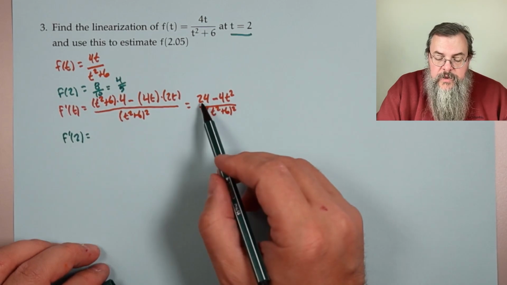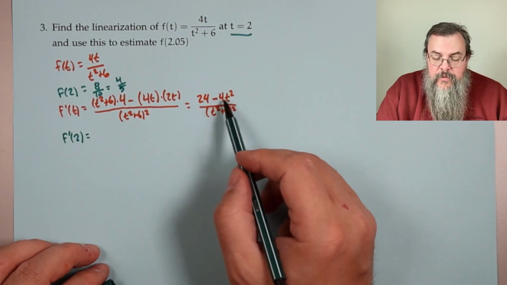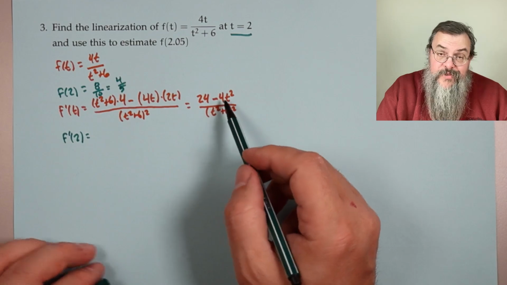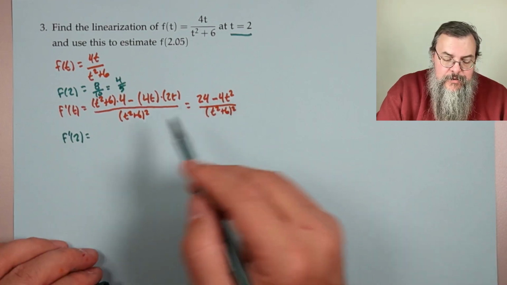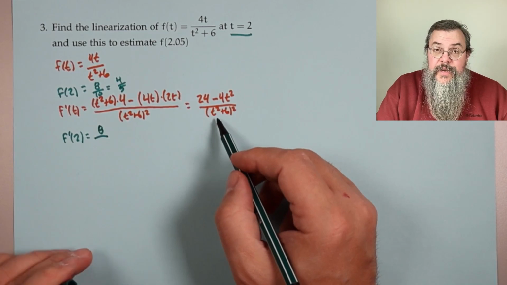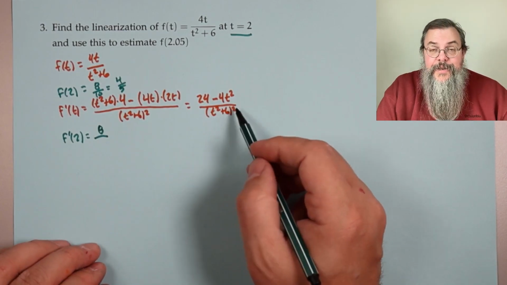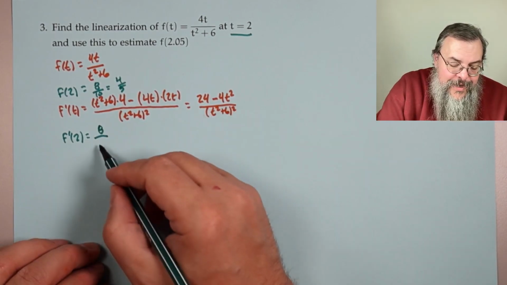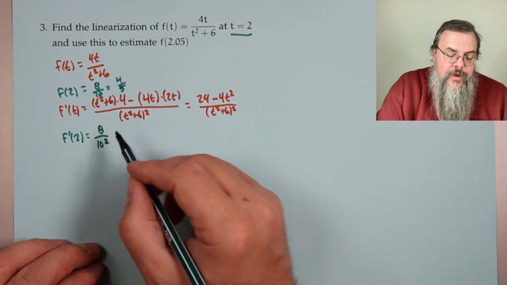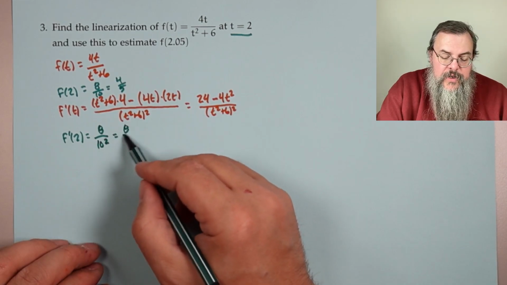Well, 24 minus 4 times 2 squared. That's 24 minus 16, which is 8. Downstairs, 2 squared is again 4, plus 6 is 10. Squared, don't forget to square it. So it's 8 over 10 squared. Well, okay, that's 8 over 100.